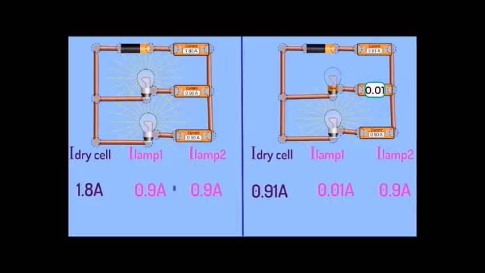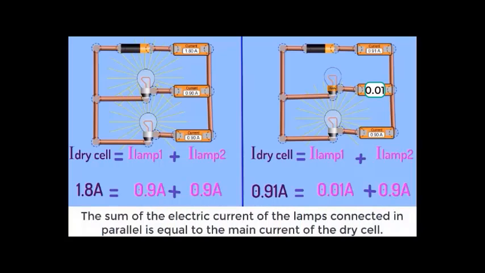0.9 ampere plus 0.9 ampere gives 1.8 ampere, and 0.01 ampere plus 0.9 ampere gives 0.91 ampere. So, the sum of the electric currents of the lamps connected in parallel is equal to the main current of the dry cell.